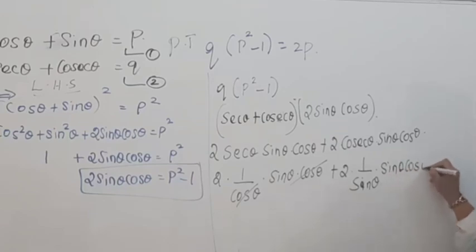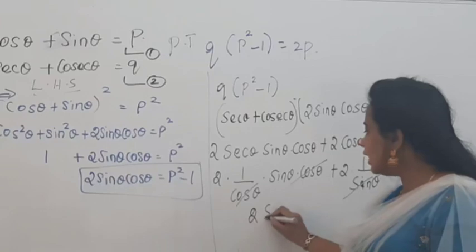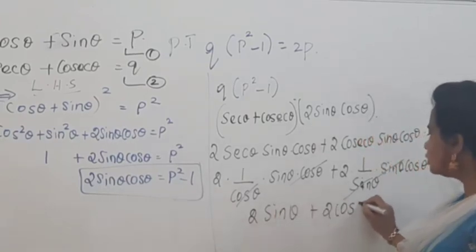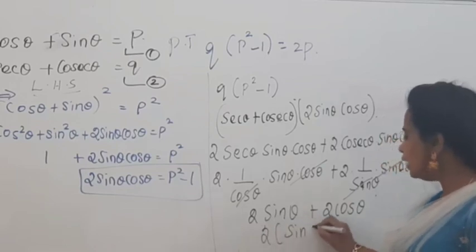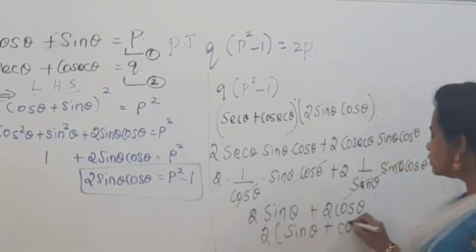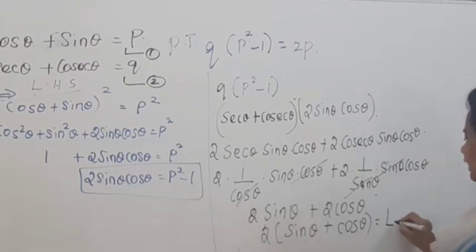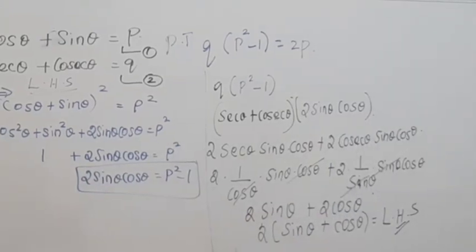So that is equal to, sin theta gets cancelled, so 2 sin theta plus 2 cos theta. This is what I get. So 2 is taken outside. So 2 into sin theta plus cos theta, which is my LHS. Now I am going to take my RHS and I am going to prove it the same way.